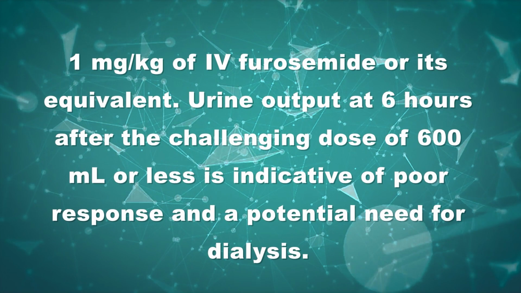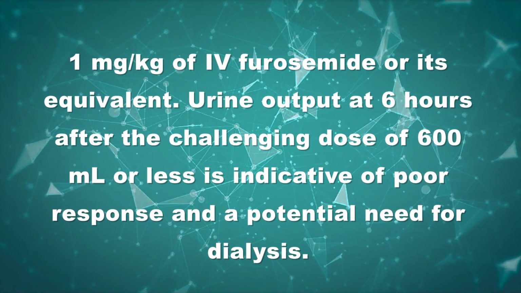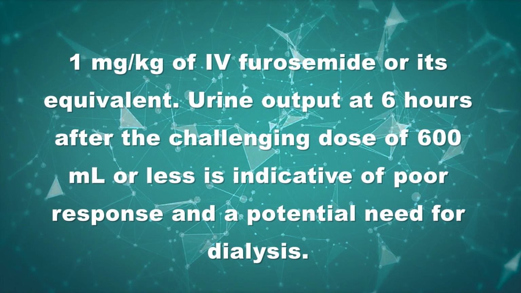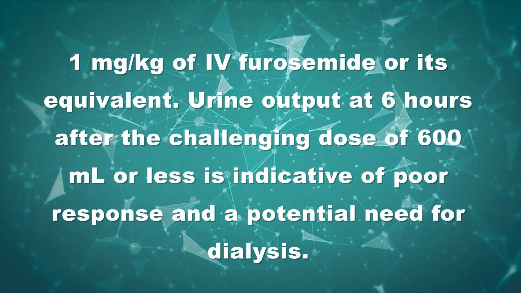Volume overload is another indication for renal replacement therapy in ATN patients. Before initiating RRT in these patients, it may be worthwhile to give a challenging dose of loop diuretics to assess the patient's response, if the patient is stable enough to receive a large diuretic dose. We typically give 1 mg per kg of IV furosemide or its equivalent. Urine output at 6 hours after the challenging dose of 6 ml or less is indicative of poor response and potential need for dialysis. RRT, or renal replacement therapy, is also indicated for uremic complications such as encephalopathy, pericarditis, and bleeding.